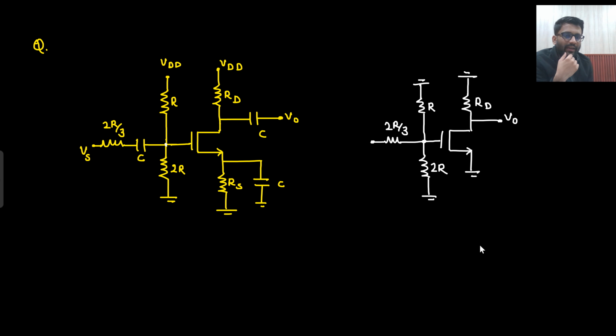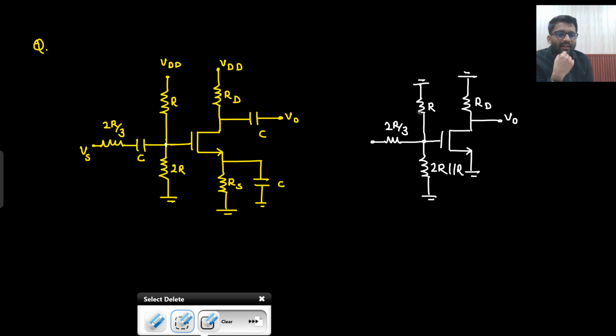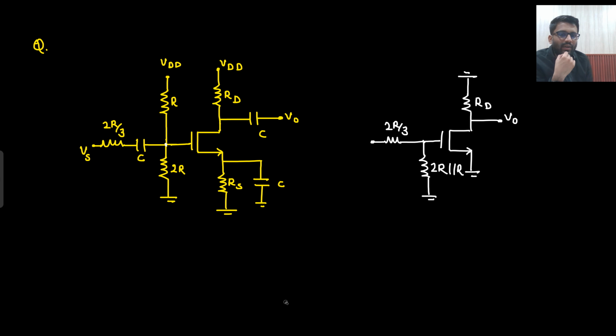So can I say both will come into parallel? So 2R and R will come into parallel. Say yes or no. I can remove this thing and 2R and R will come in parallel, because from here to ground there was R, from here to ground there is R. So what will be the answer? 2R by 3. Parallel combination of 2R into R divided by 2R plus R, 2R by 3. Right?